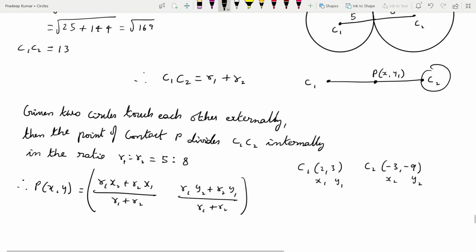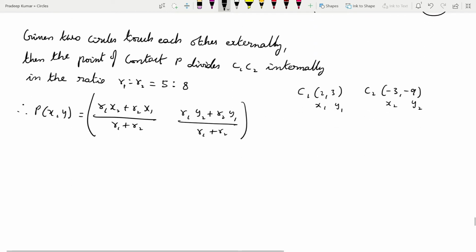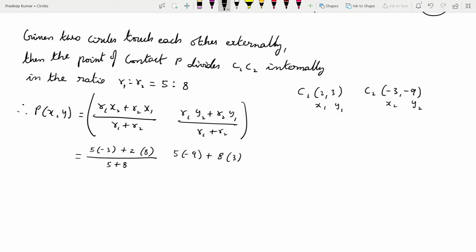Okay, so let's do that. I'll just submit the values. I can write here R1 value, which is 5, and x2 value, which is minus 3. So I'll submit 5 into minus 3 plus R2, which is 8, and x1 which was 2, whole by 5 plus 8. Whereas R1 is 5 and y2 is minus 9, and R2 was 8 and y1 was 3, and R1 plus R2 is 5 plus 8.